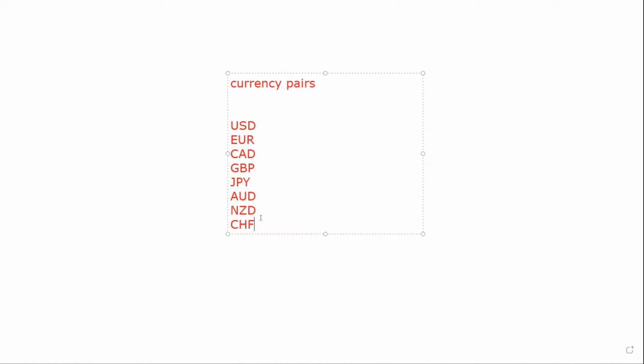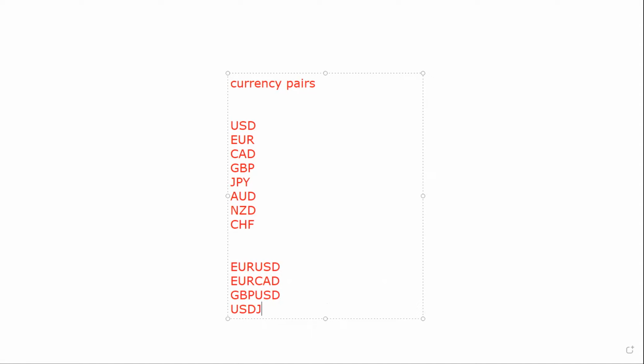Okay. Now, these are the 8 major currencies. Remember that we said we trade currency pairs. So when you pair each of these currencies against another, you arrive at a pair. So when you pair the US dollar against the euro, you'd have EUR/USD. Against CAD, you have USD/CAD, right? Against GBP, you have GBP/USD, right?